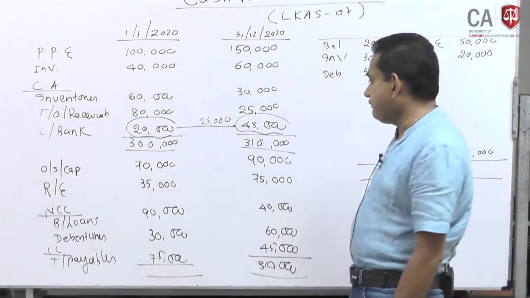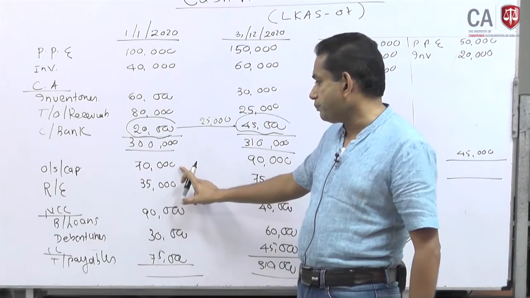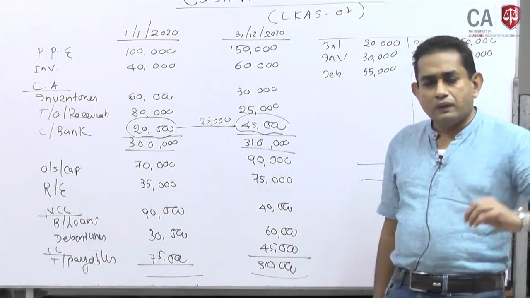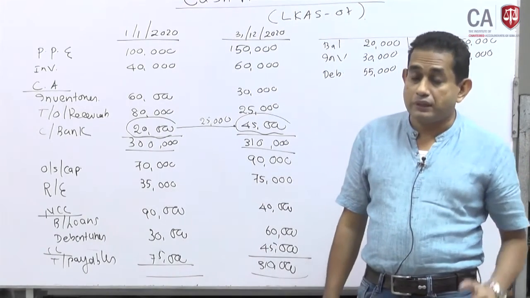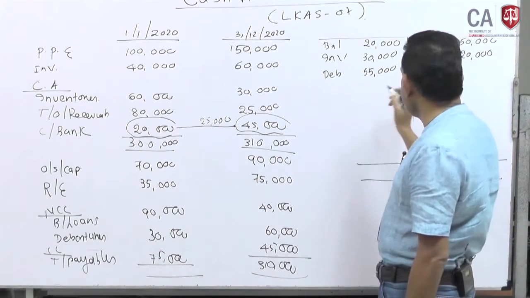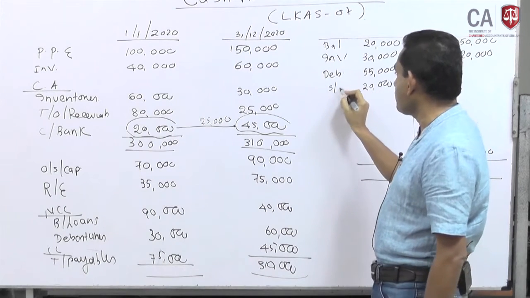Cash balance, already we have taken. Ordinary share capital, opening 70 and the closing 90. Obviously, there has been a share issue for cash of 20,000. Credit to share capital and debit to cash account by 20,000. Share capital.